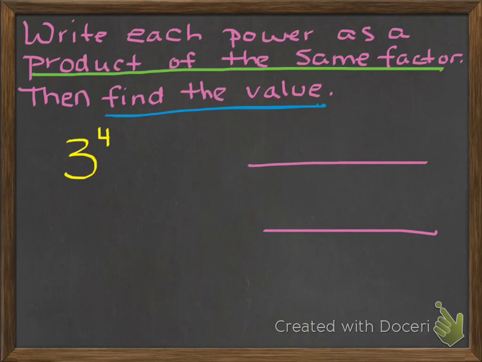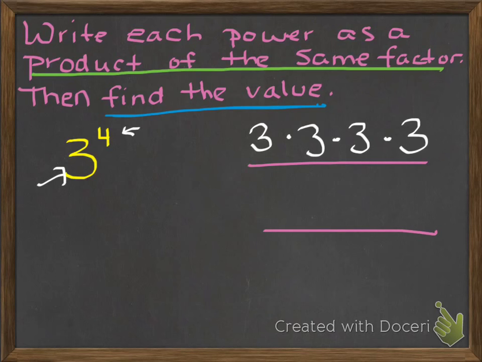Writing each power as a product of the same factor means I'm going to write my base, which is 3, times 3 times 3 times 3. I'm going to write it 4 times because of this 4 right here. So 3 is my base, that's the number I write, and 4 is how many times I write it. That's the first part of that answer.